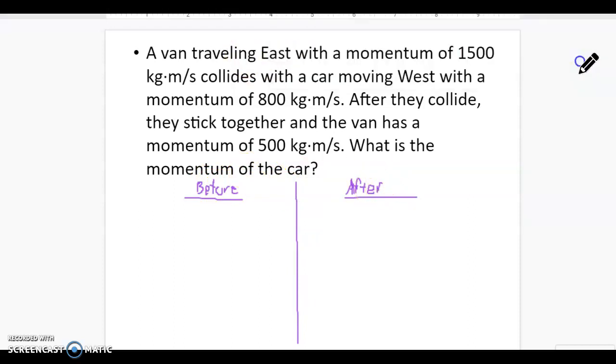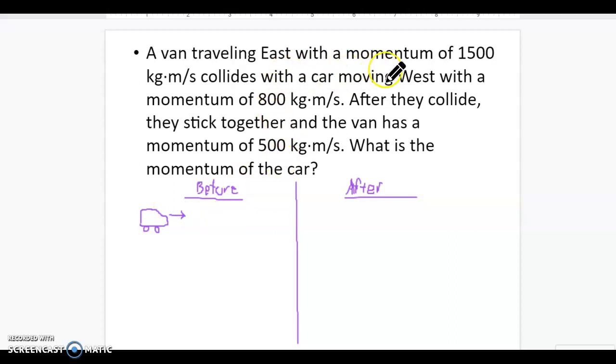But in our problem, we also have these two vehicles, a van traveling east and collides with a car moving to the west. So when we say before, it's before they collide or before that thing happens. So I'm going to draw a van. And your pictures do not have to be fancy, because if you look at my pictures, they are definitely not fancy. But this one, we say we'd go to the east. It's kind of like going to the right.